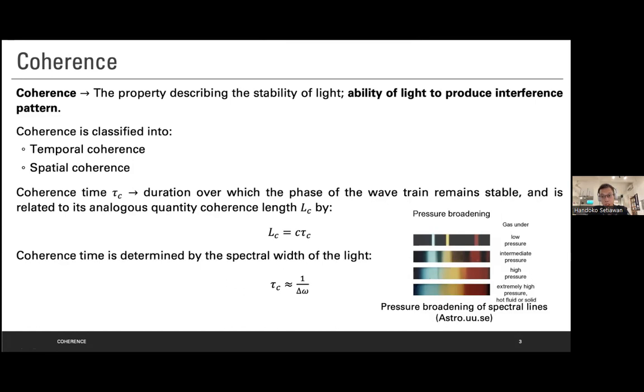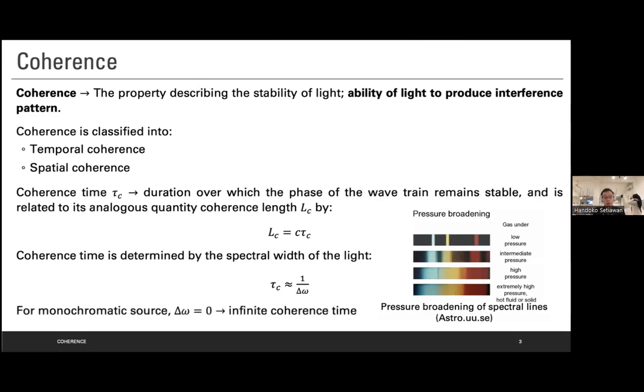This pressure broadening thing I put here on the right side of the slide will be discussed further in the next subject about the radiative transition. But basically, we know that during the emission and absorption process of the light, atoms collide with each other, and this makes the lifetime of the emission and absorption itself become shorter, which in consequence makes the spectrum become wider, as can be seen in this picture. So as the pressure goes higher, the spectral broadening here will become bigger as well.